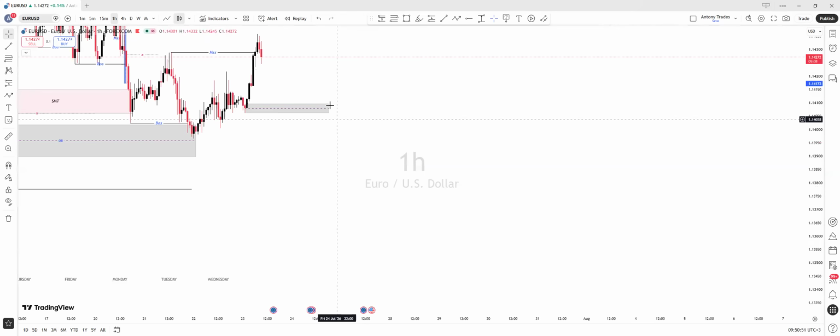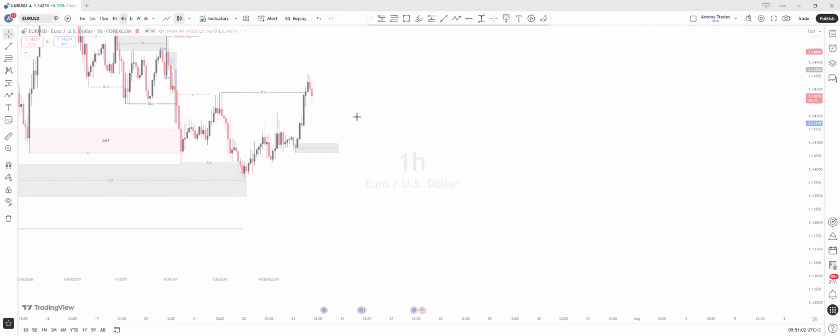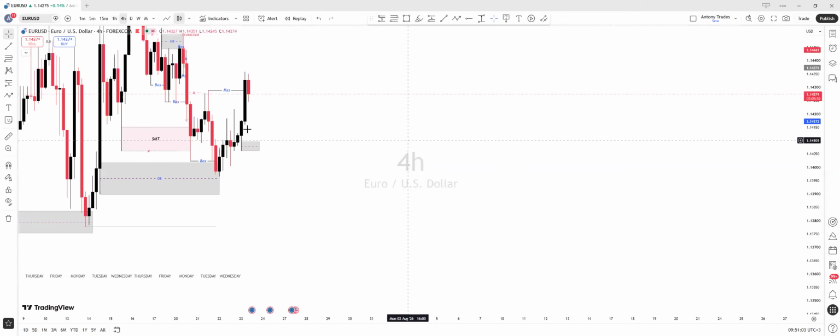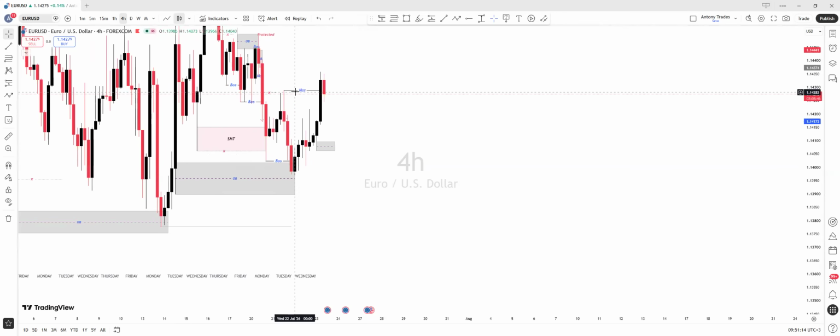We are waiting for the market to come at least to this demand zone, because this is what I can see from the 1 hour time frame. If you want to confirm that this is a fake BOS or a true break of structure, go to the 4 hour time frame, and you can see clearly, even from the 4 hour, it is our break. We have a change of character to the upside. So that gives us confidence in what is happening on the 1 hour time frame.